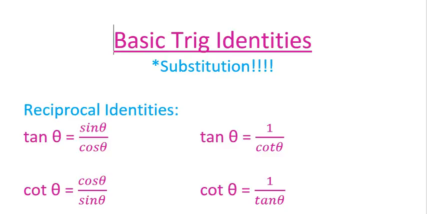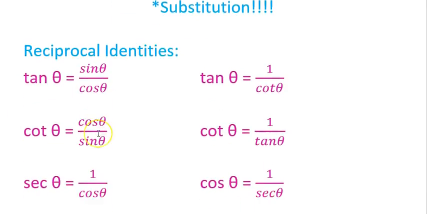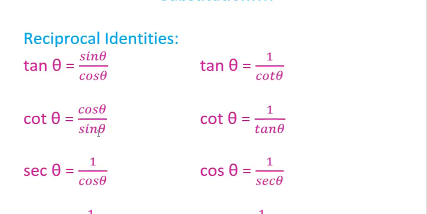This lesson is on basic trig identities, and the main thing that I want you to think of with any identities that we do is that it is using substitution in some way. So think substitution, we're looking for something to substitute in. You already know some of these from using the unit circle.